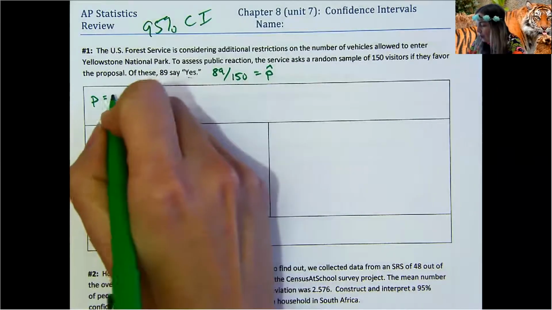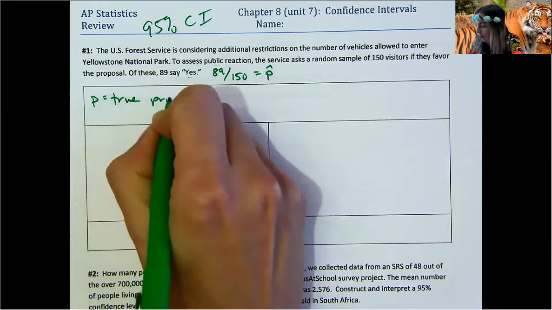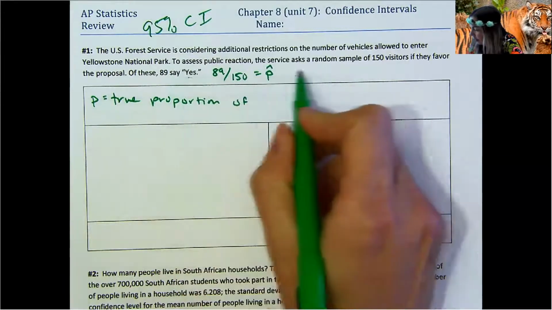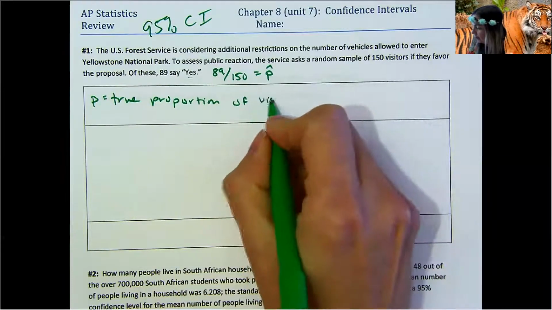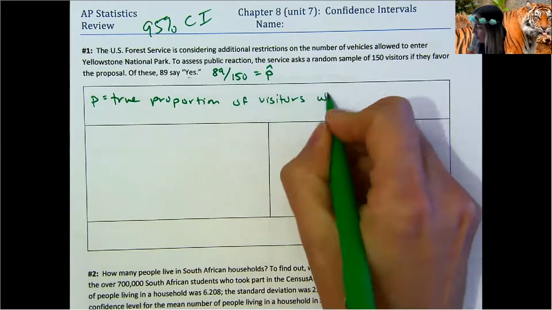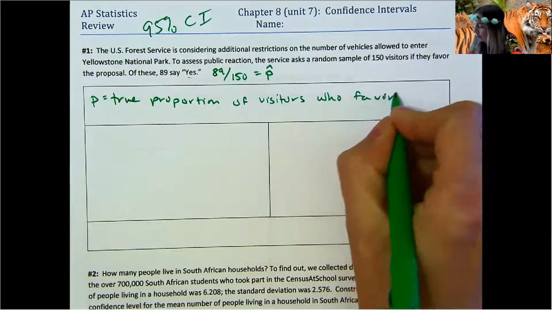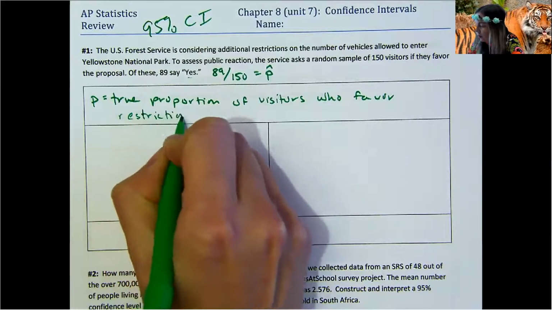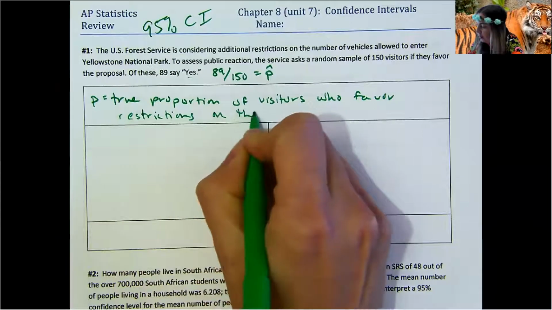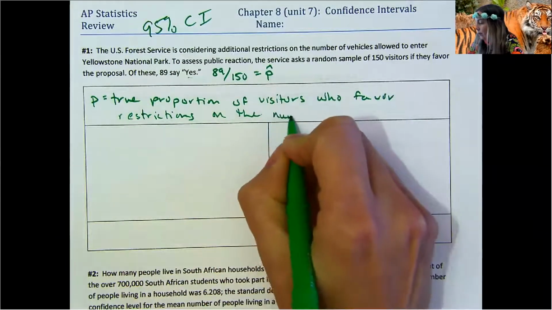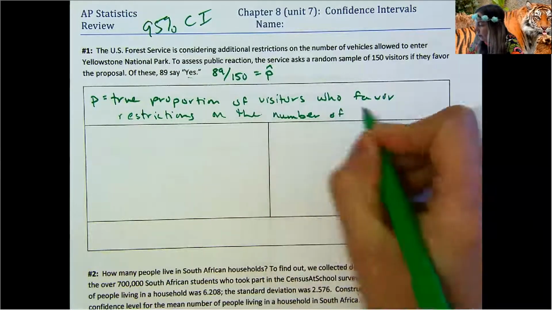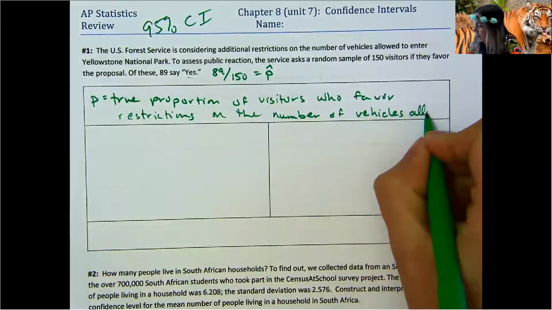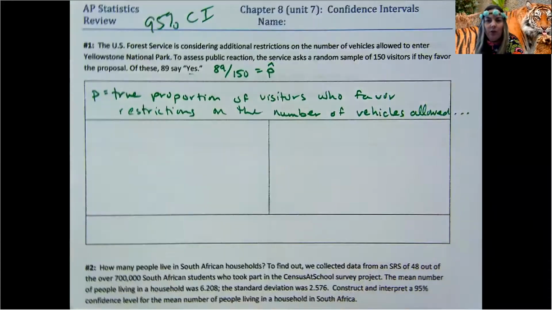So P equals the true proportion of, let's see, visitors who favor restrictions on the number of vehicles allowed, and I'm just going to put that allowed to enter Yellowstone National Park.